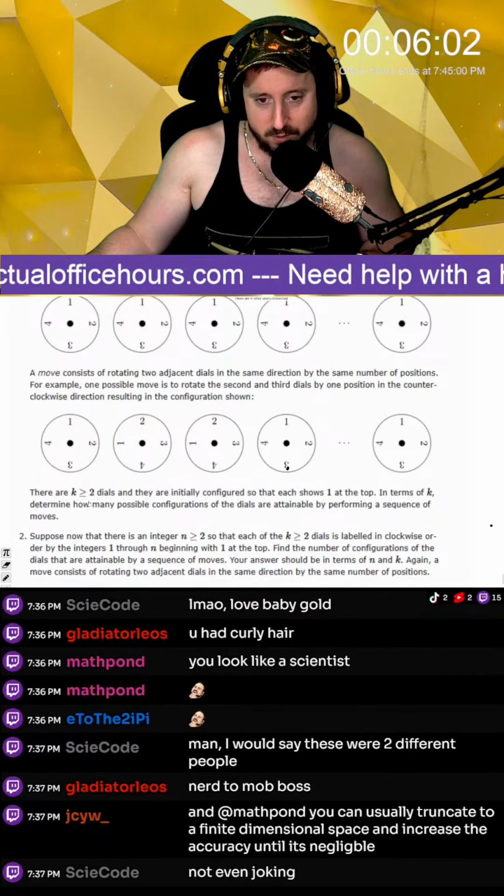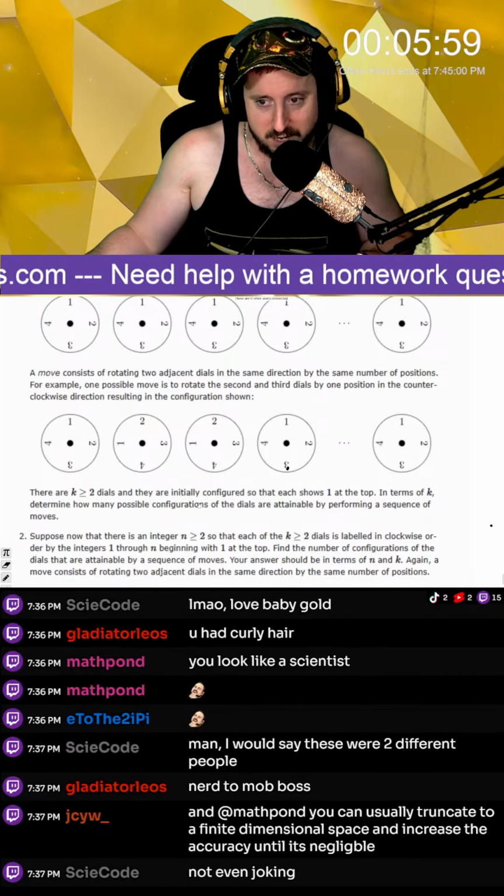There are k greater than or equal to 2 dials, and they are initially configured so that each shows a 1 at the top.